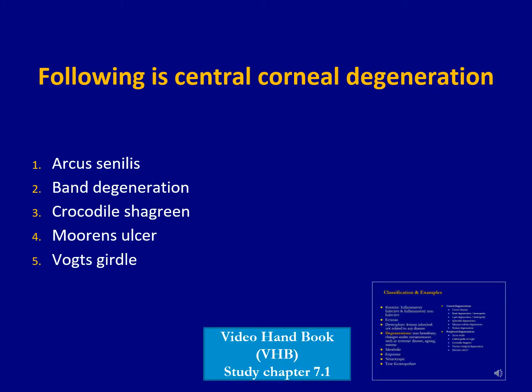Following is the central corneal degeneration. This time it is degeneration, not dystrophy. Again, the 5 options: arcus senilis, band degeneration, crocodile shagreen, Mooren's ulcer, and Vogt's girdle. Again, you have to go back to VHB 7.1. 7.1 is a very important lecture, and you can have loads and loads of MCQs just from that one lecture.